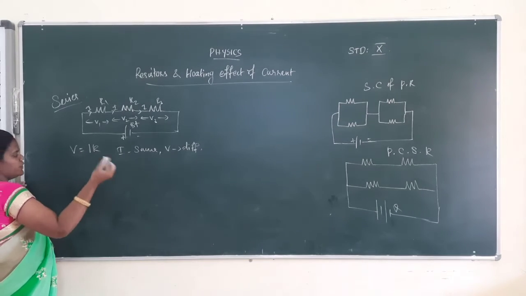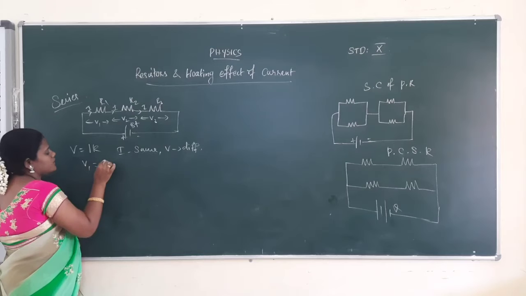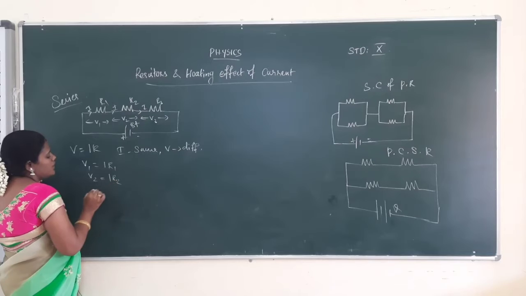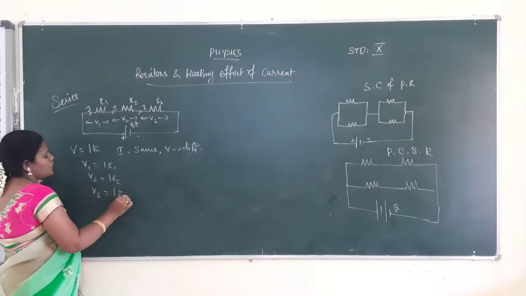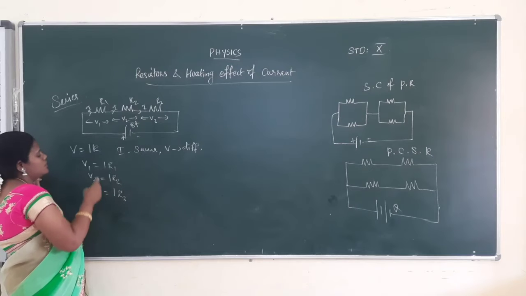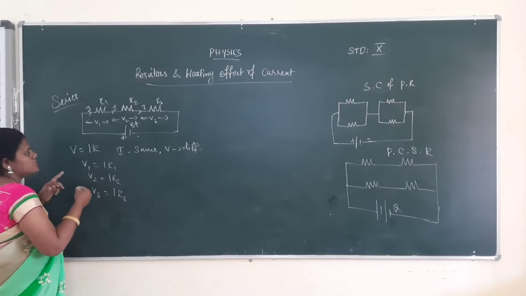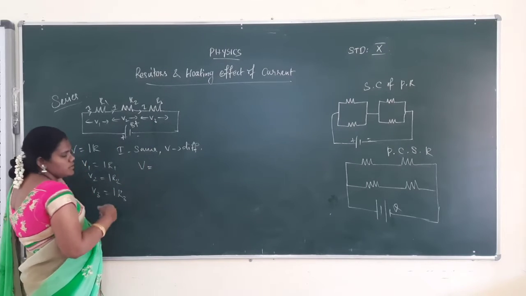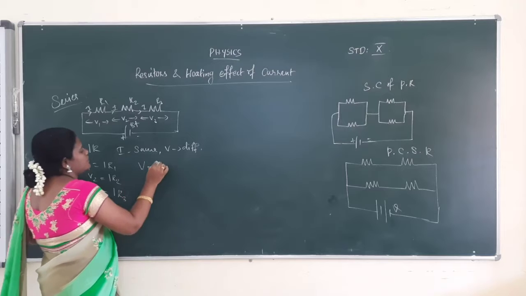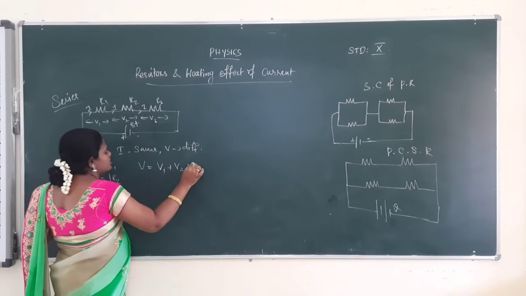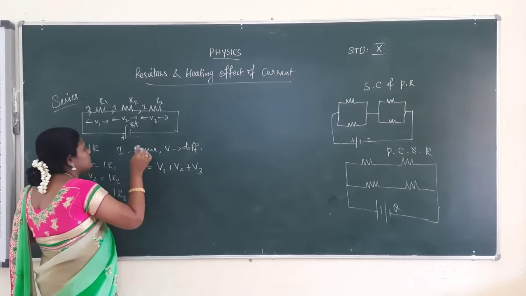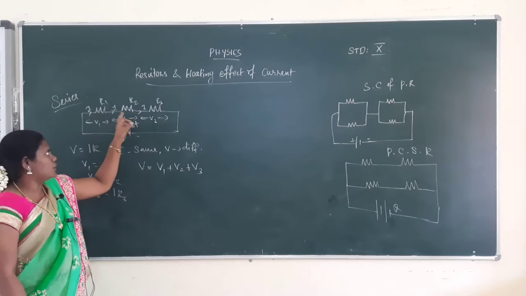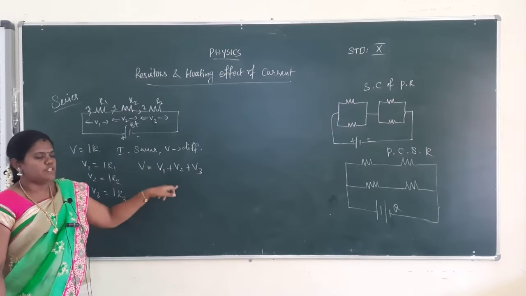So V is equal to IR, and we have to calculate V1, V2, V3. V1 is equal to I into R1, V2 is equal to I into R2, and V3 is equal to I into R3, because only the resistor changes, the current does not change. The total voltage V across the conductor is V1 plus V2 plus V3, the sum of the voltages across the three resistors. The voltage is dropped across R1, R2, R3.